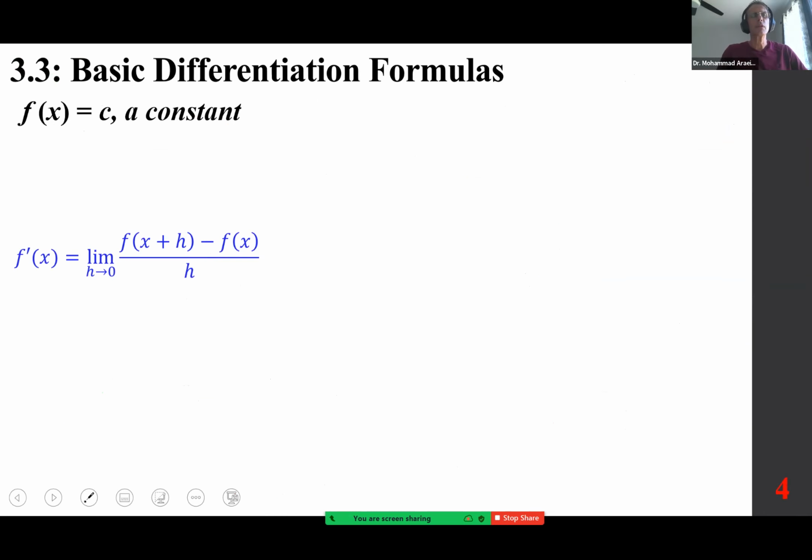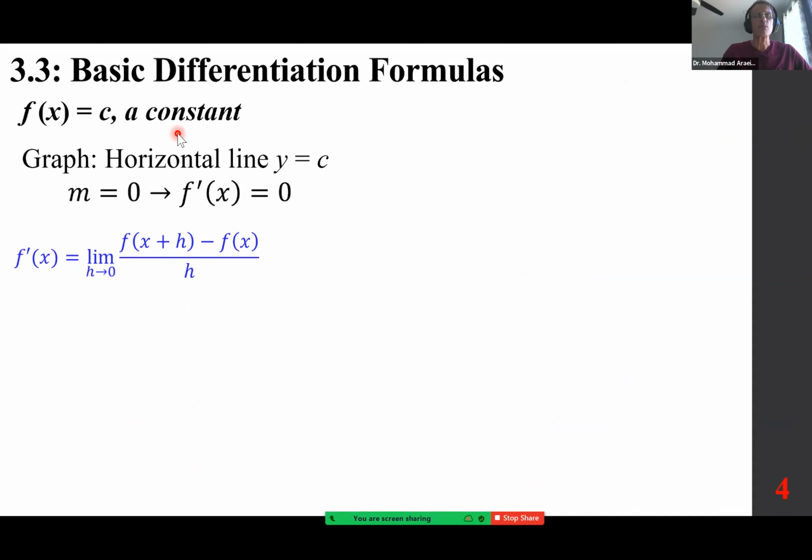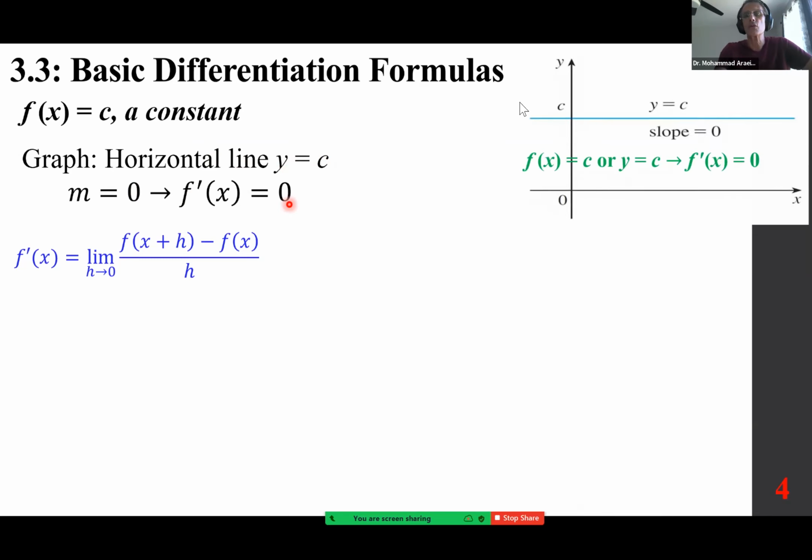Now, going over the basic differentiation, we start with f of x being a constant. So we want to find the derivative. There are a couple of ways to approach that. One of them is that any constant, y equals c or f of x equals c, represents a horizontal line, in which case the slope is 0. So any horizontal line in the form of y equals a number or f of x equals a number, we know the slope is 0, so f prime of x is 0.